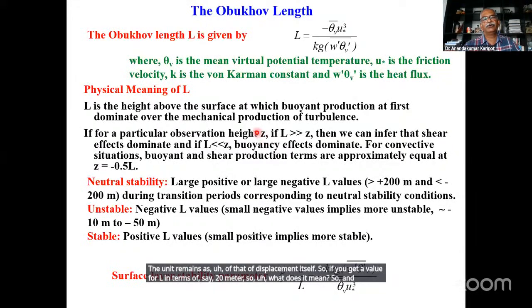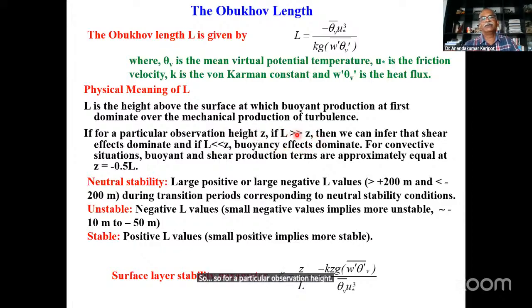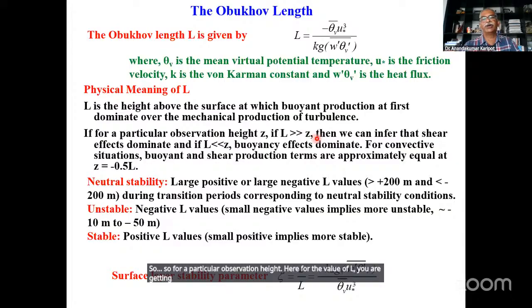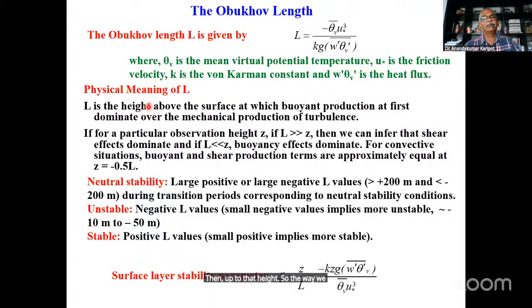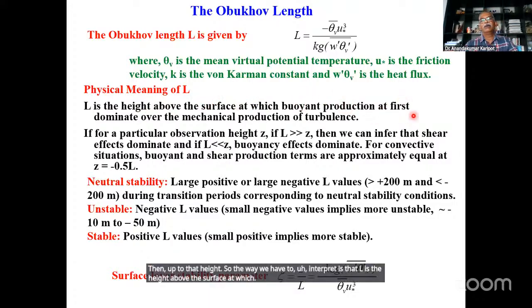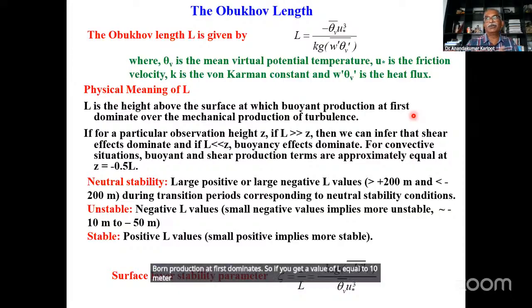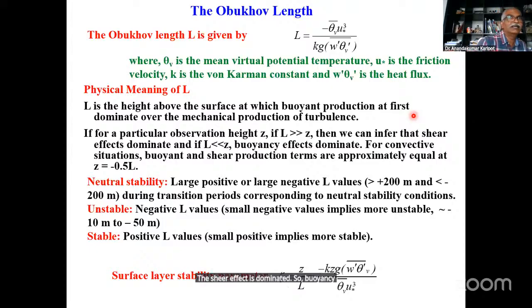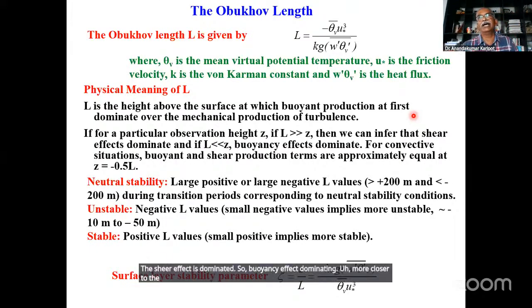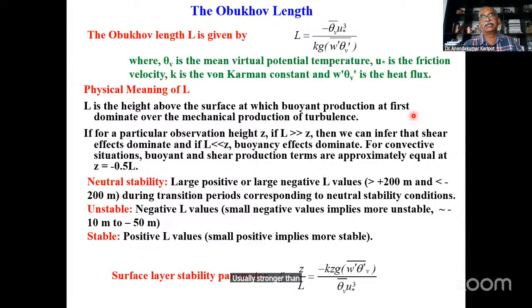You need to always relate it to the measurement height. For a particular observation height, if the value of L you are getting is much more than Z, then shear dominates up to that height. The way we have to interpret it is that L is the height above the surface at which buoyant production first dominates. So if you get a value of L equal to 10 meters, above 10 meters the buoyancy effect is dominating in generating turbulence, and below 10 meters the shear effect is dominating. Buoyancy effect dominating closer to the surface means it is going to be highly turbulent, because buoyancy generated turbulence is usually stronger than shear generated turbulence.